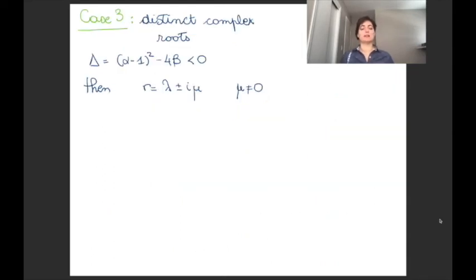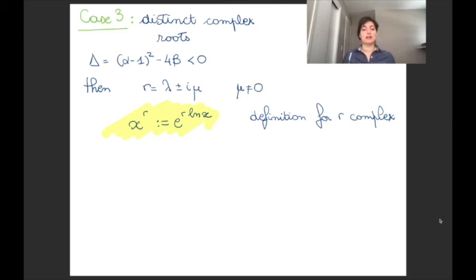What happens in the third case? We have seen the case of two real distinct roots. We have seen the case of one unique real root. What happens when we have distinct roots but they're complex? So our delta, that is alpha minus 1 squared minus 4 beta, is negative. Well, then we have that the r that we're looking at is lambda plus or minus imaginary number i times mu, where mu is different than 0.